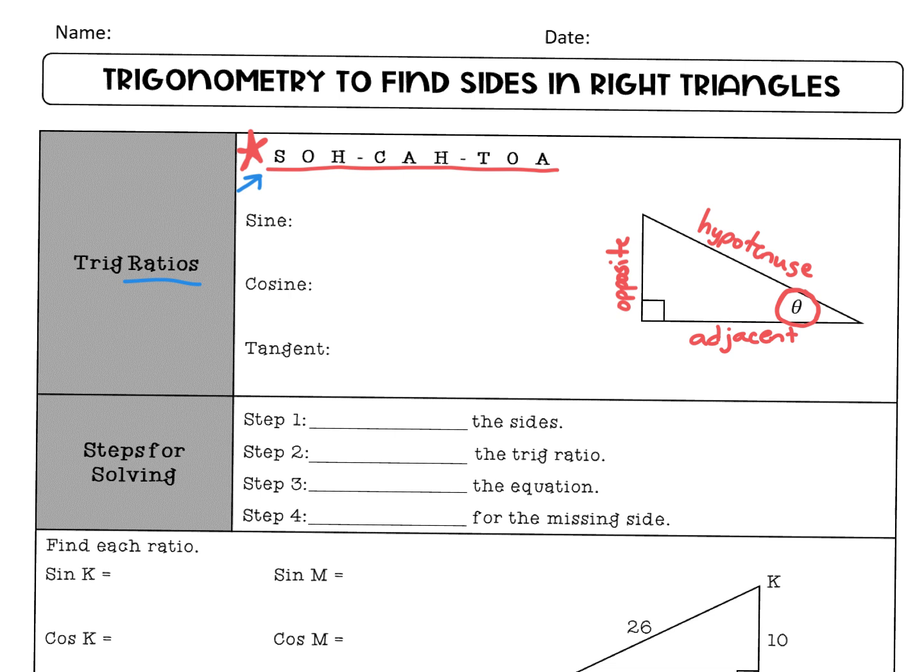So let's talk about the trig ratios with sine, cosine, and tangent. This is an acronym to help you out. The S here stands for sine. So sine is opposite over hypotenuse. So write that. Sine is opposite over hypotenuse.